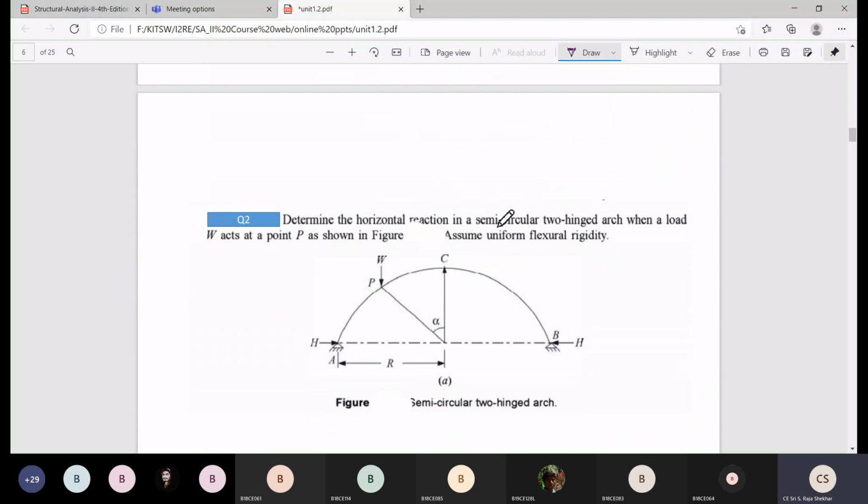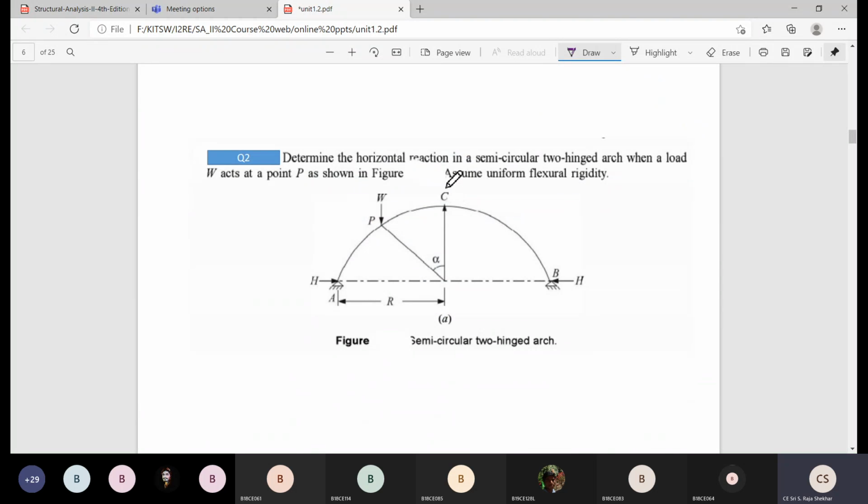So now we will see another problem. In the previous problem the load acted at the crown. For a semicircular arch with load acting at the crown, we calculated the horizontal thrust. Now determine the horizontal reaction for the semicircular arch when the load is acting at a point P as shown in figure. So the load acts at P.